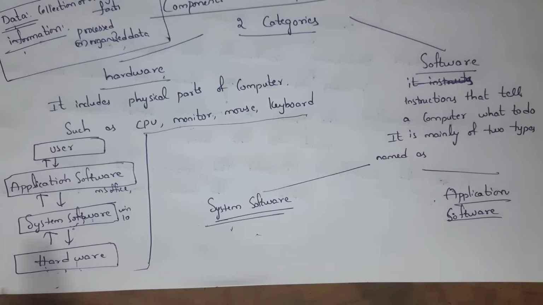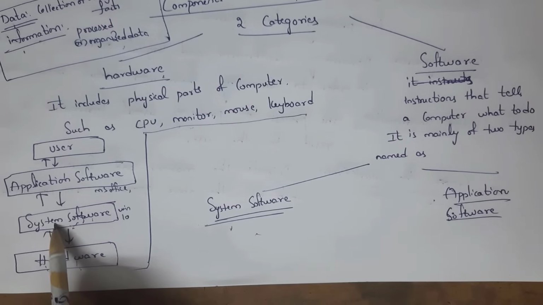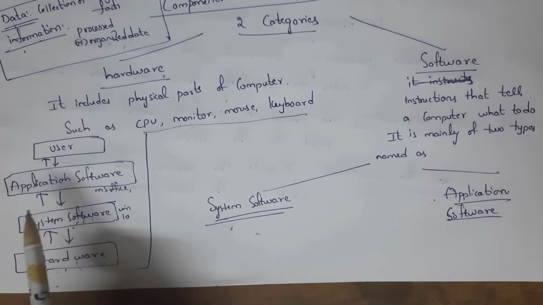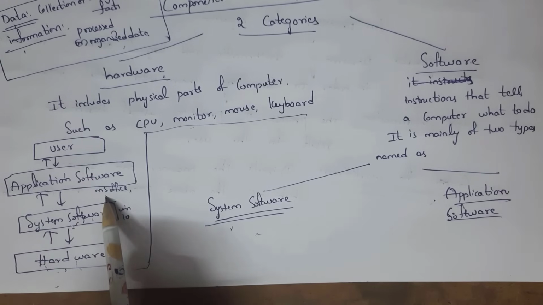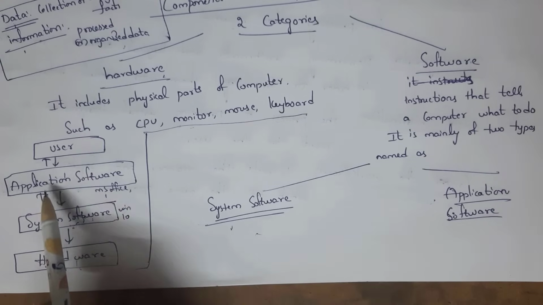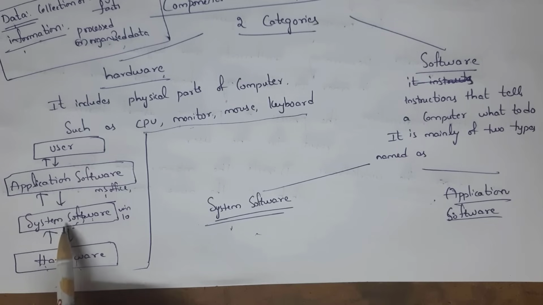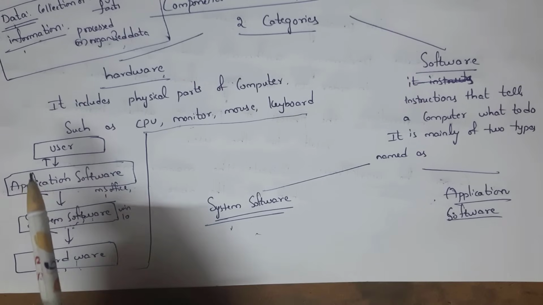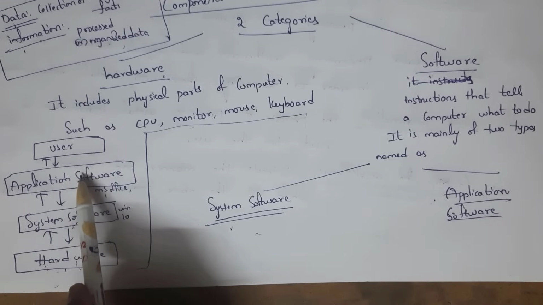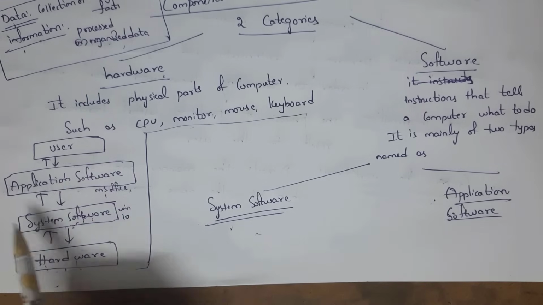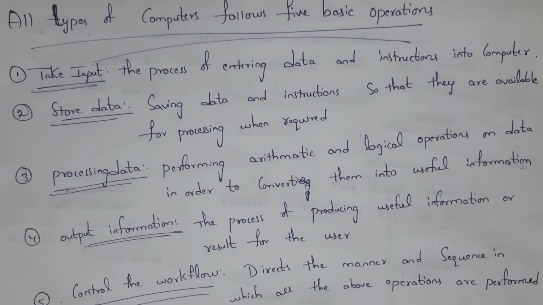Hardware contains system software like Windows 10, and inside system software we can install application software like MS Office, Photoshop, and so on. And these application software are accessed by the user. System software acts as an interface between hardware and application software, whereas application software acts as an interface between system software and user. Each and every computer follows 5 basic operations.